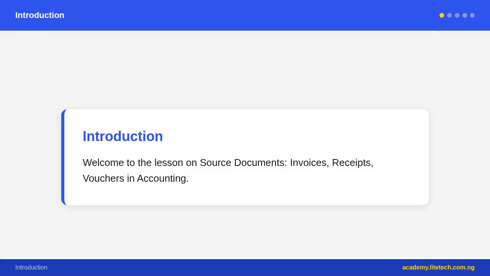Source documents answer the questions: what happened? When? How much? Who was involved? Importance of source documents. 1. They provide evidence of a transaction, important for audit trails.